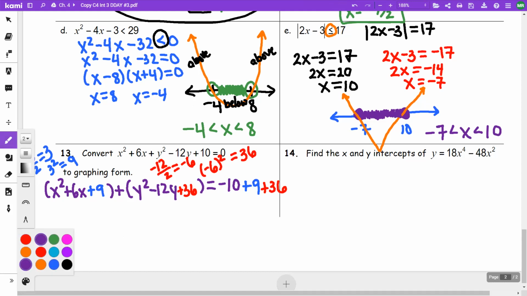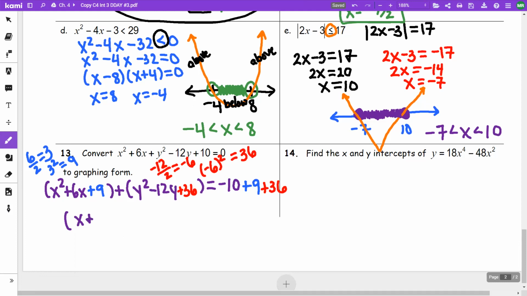So now this is going to be x plus 3 squared. The other one's going to be y minus 6 squared. And when I do that math, -10 and 9 give me a -1 plus 36 is a 35. And that's our circle.